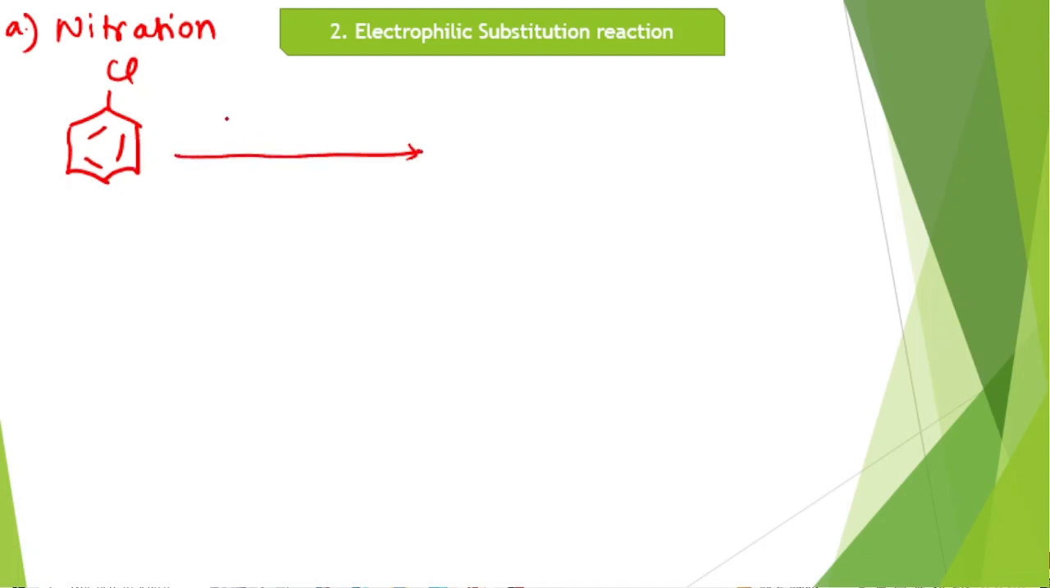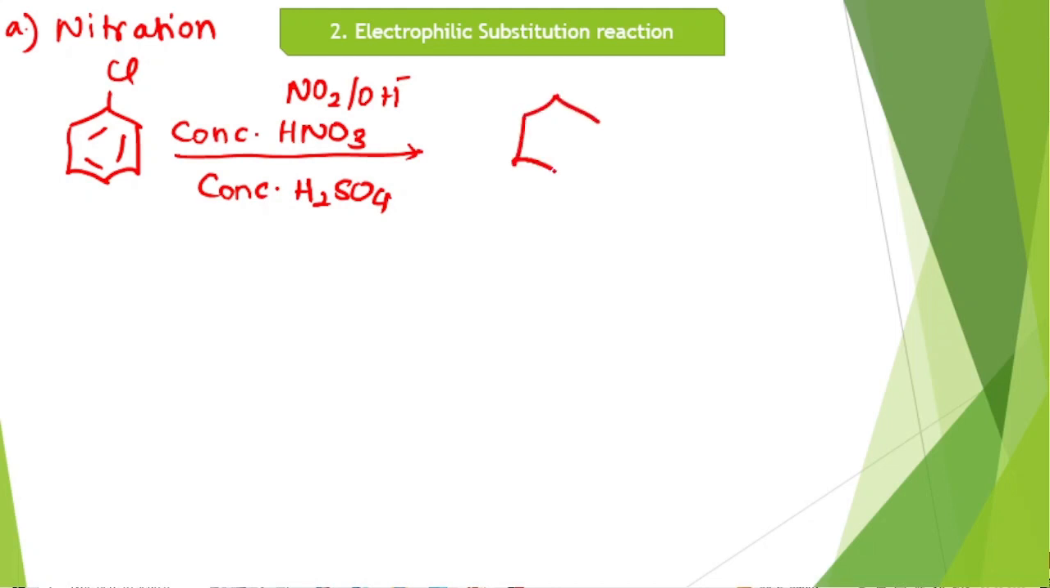First you will be adding concentrated HNO3 and concentrated H2SO4, sulfuric acid. Your HNO3 will be breaking up into NO2 and OH minus. So OH minus is breaking, right? Now you will be getting the product with NO2 attached, and this H2SO4 is there, so that will be going out as H2O as a product.